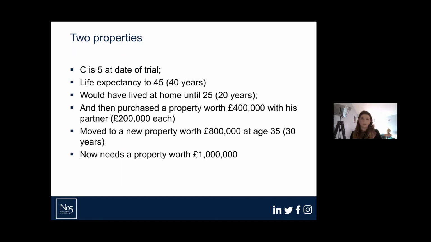The only other thing that I'm briefly going to cover, because I'm very conscious of the time, is 2 properties. So this is exactly the same scenario that I've just dealt with. He purchased a property worth 400,000 at the age of 25, but then he would move to a new property worth 800,000 at age 35. How do you calculate that, and how do you take it into account? Well, the first thing is, I think you need to look at when the property is purchased. And again, I think the answer has to be weighted average.